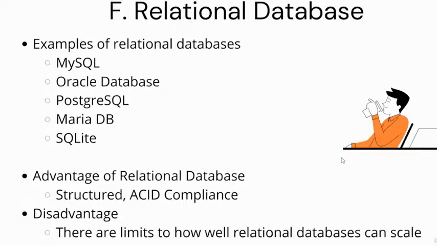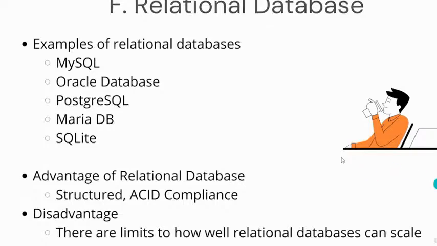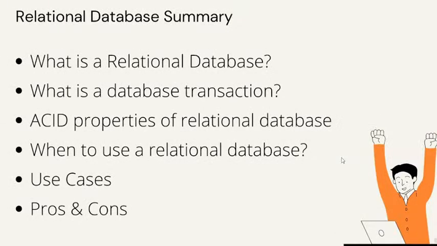Let's now summarize what we have learned so far in this session. So we learned what is a relational database, what is a database transaction, what are the ACID properties of a relational database, and when to use a relational database. We also studied some of the key use cases of relational databases, banking apps and healthcare apps. We also learned what are the advantages and disadvantages of using a relational database.